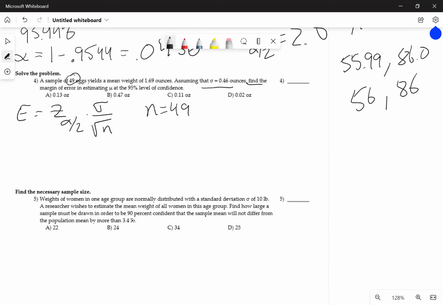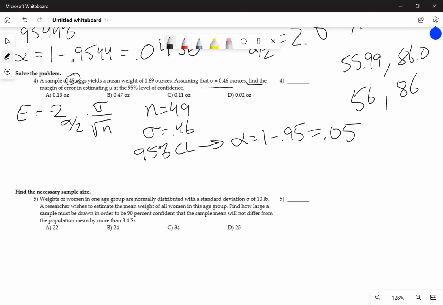I have a standard deviation of 0.46, and I want a 95% confidence level. So this means that alpha is 1 minus 0.95, or 0.05.